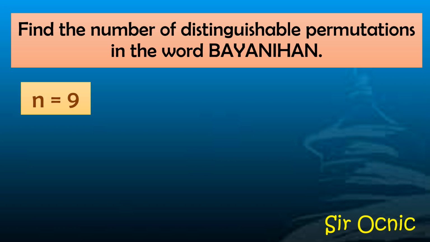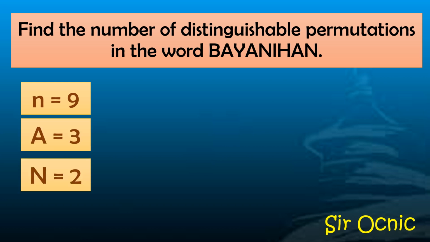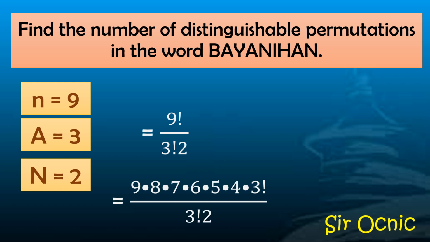Since BAYANIHAN has 9 letters, n is equal to 9. A has 3, N has 2, and applying the concept of distinguishable permutations, that will be equal to 9 factorial all over 3 factorial times 2 factorial. Expanding the numerator, we will arrive at 9 times 8 times 7 times 6 times 5 times 4 times 3 factorial, all over 3 factorial times 2 factorial.